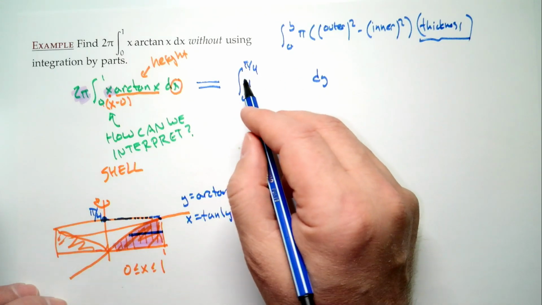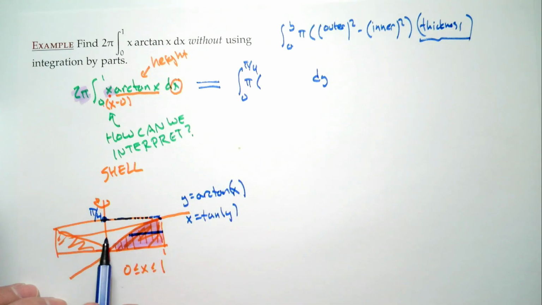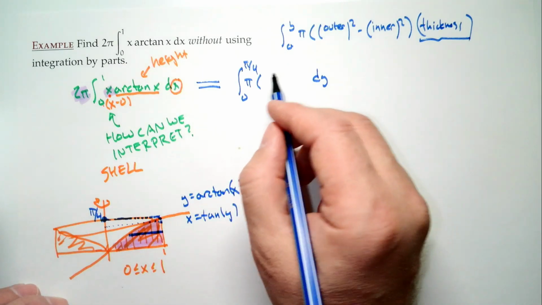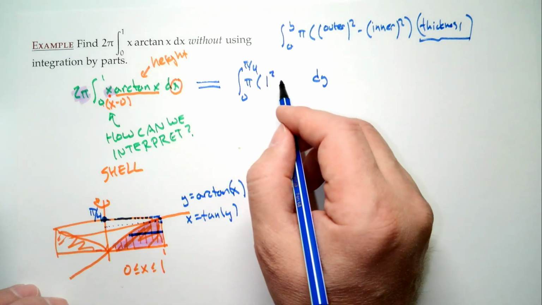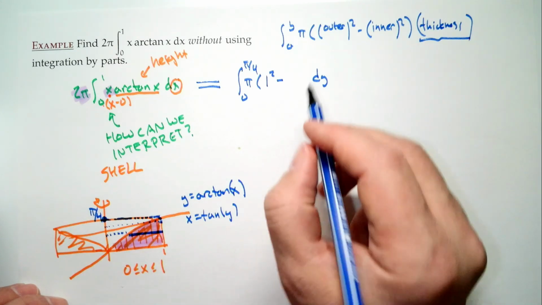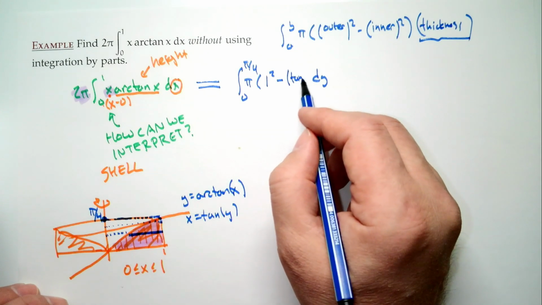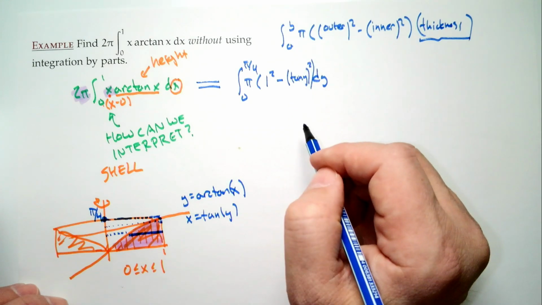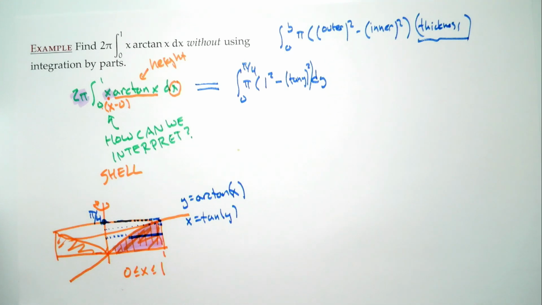There's a pi. Now, the outer radius, so that says go from here to the very outermost part. How far out is that? It's 1. Then we're going to square that. Then we're going to subtract the inner radius. Well, how far away is the inner radius? Tangent of y, squared. All right, so there we go.